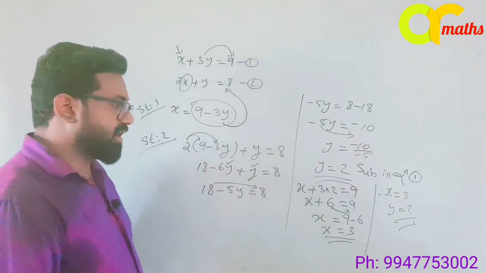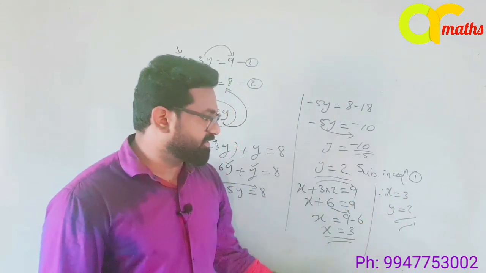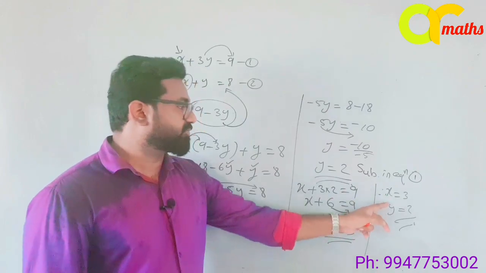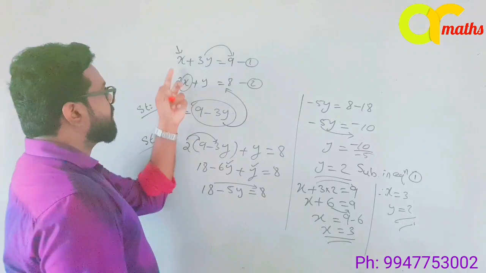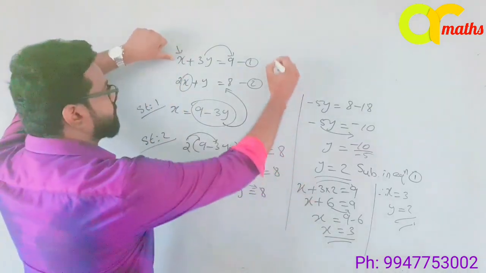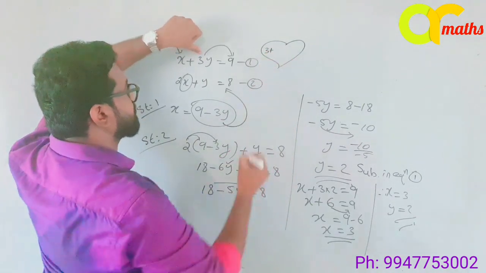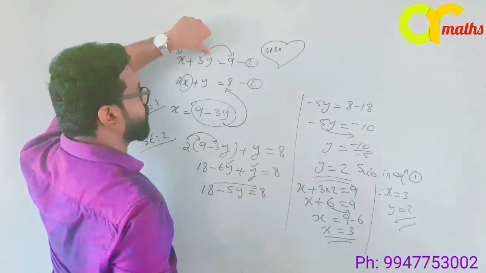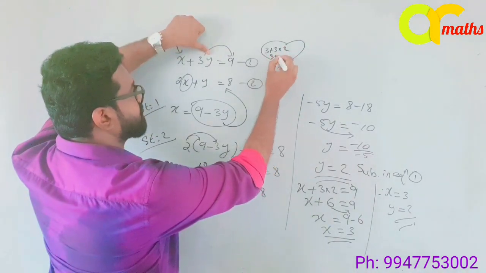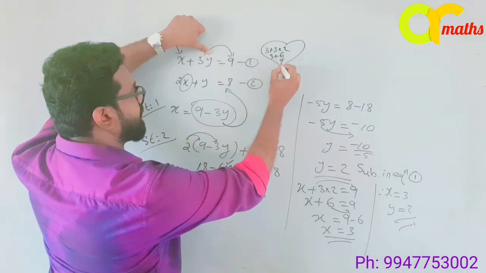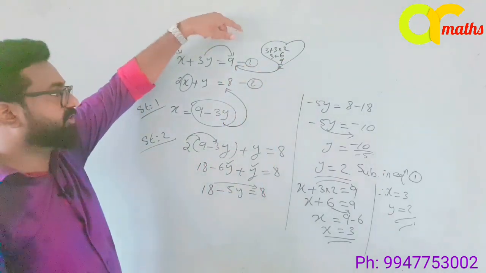How to check that x equal to 3 and y equal to 2 is the correct answer? Just substitute in these equations and verify. Substitute here. What is the value of x? 3. 3 plus 3 into y. What is y? 2. What is the answer? 3 plus 3 into 2, 6. That is 9. Correct? 9. This is the method of verification.